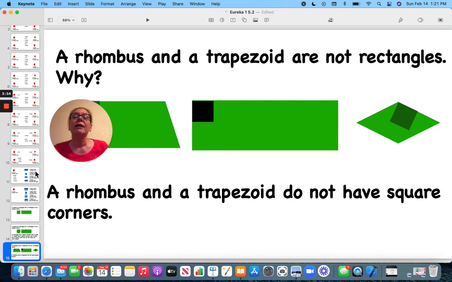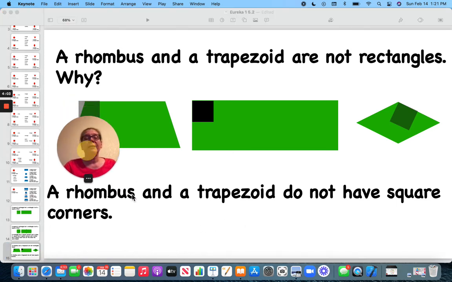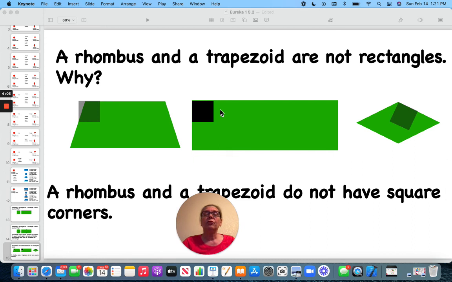A rhombus and a trapezoid are not rectangles. Why? A rhombus and a trapezoid do not have square corners. So do you see here on my rectangle? I have square corners, but my trapezoid and my rhombus, their corners are not square. So that is the difference between a square, a rectangle, a rhombus, and a trapezoid.